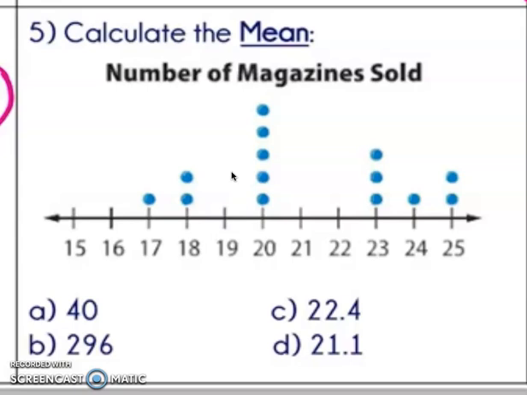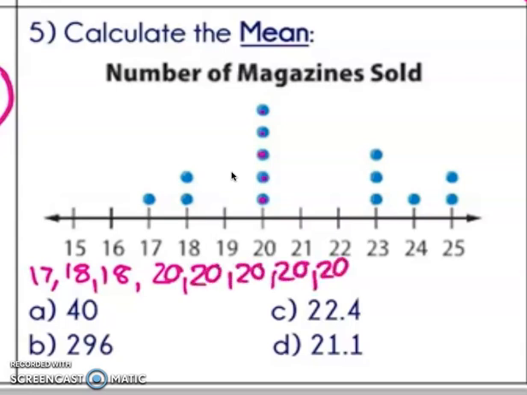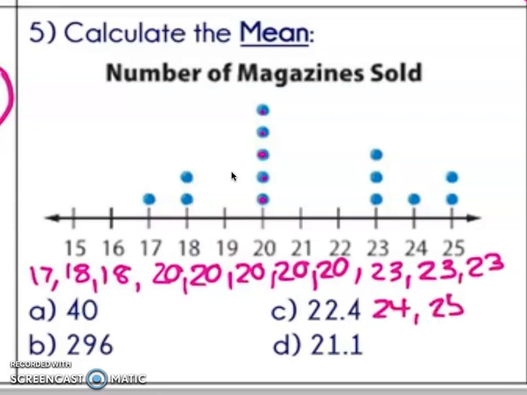Okay, so I have 17, and I'm just going to put it right here. I have one dot at 17, so I know there's one 17. I have two 18s. We have 1, 2, 3, 4, 5 20s. Okay, I have 3 23s. So I have a 23, 23, 23. I have a 24, and then I have two 25s. Okay, so there's my data set.